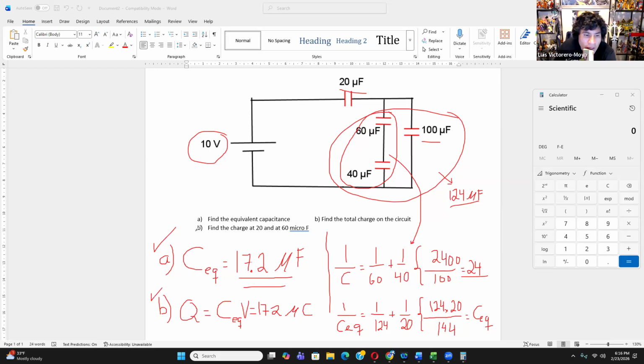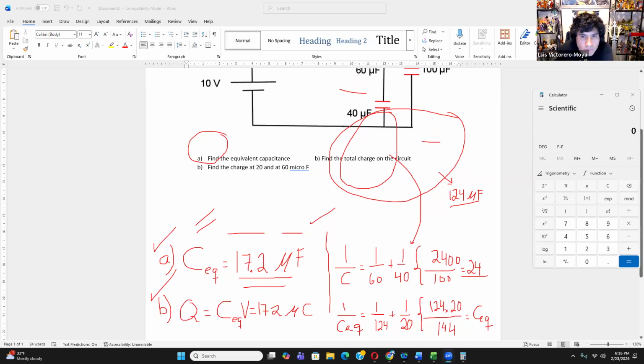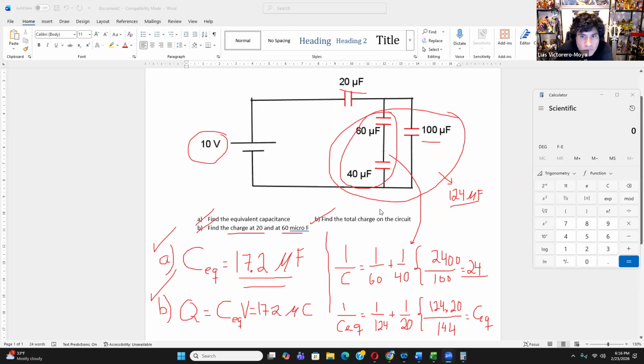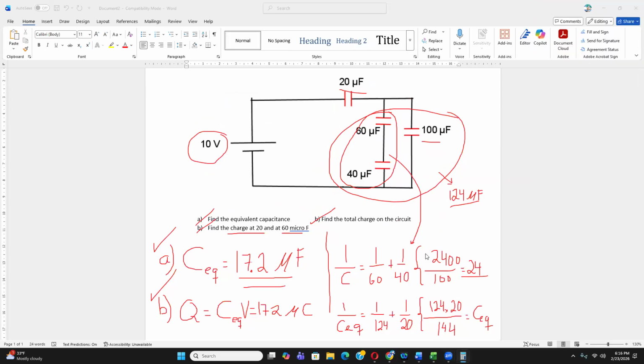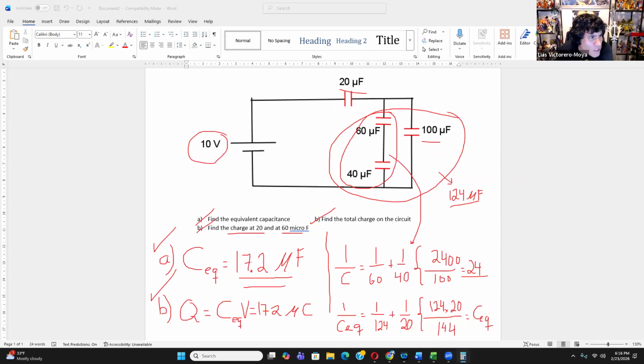So part A and part B should be clear. How do you find the charge, sorry, part C here? How do you find the charge at 20 and at 60? We have to find the voltage first, right? Well, for the charge at 20, you don't have to do anything. What's the charge at 20?